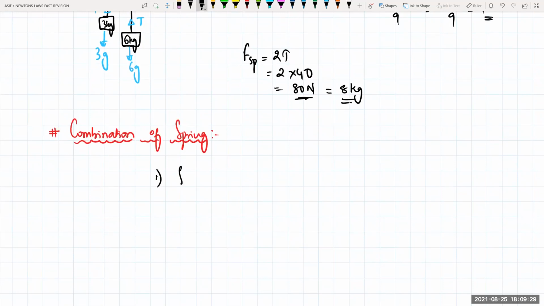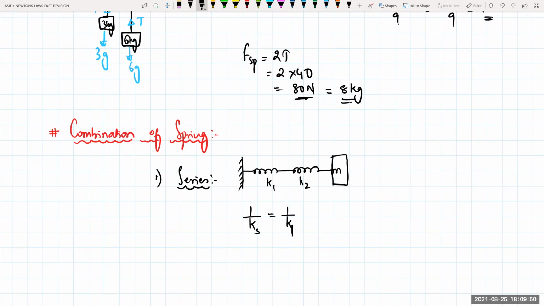Combination of your springs. First one is your series combination, and springs are connected in series. Now this is one spring and this is another spring connected to your block of mass M here. This is K1, this is your K2. In series combination, 1 by Ks will be equal to your 1 by K1 plus 1 by K2. That means K effective will become K1 into K2 divided by K1 plus K2, the opposite of capacitors.